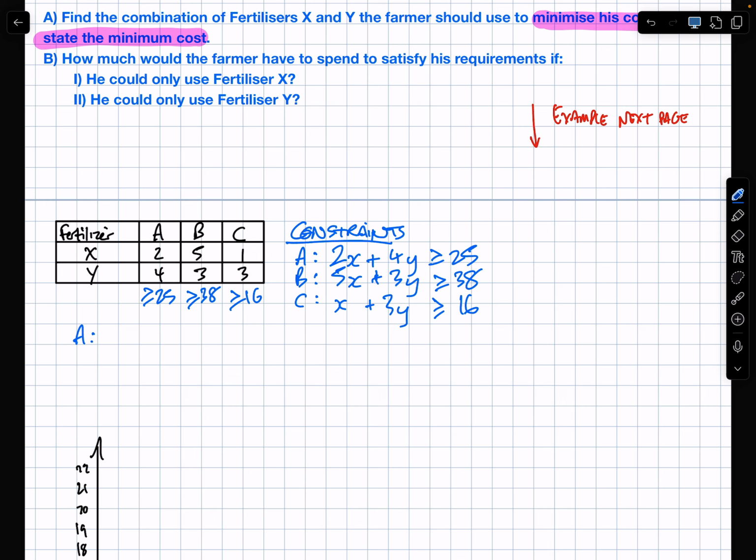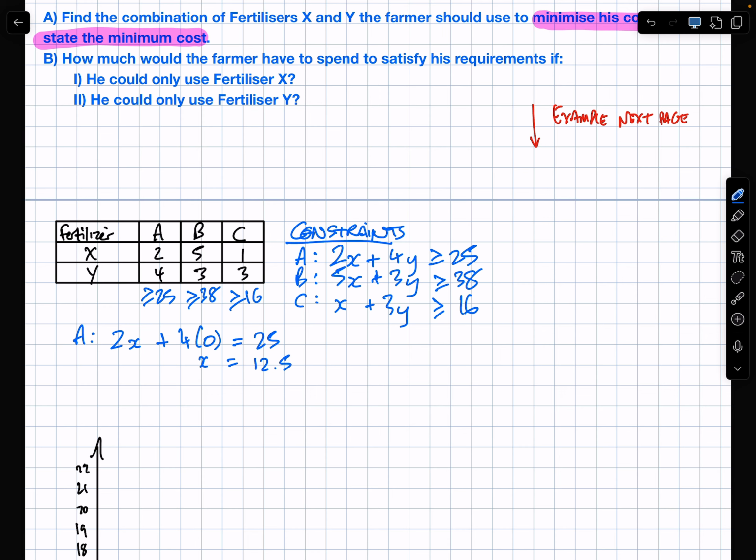Say it louder. Find x and y. Good. And how do I do that? I make y equal what? 0. 4 lots of nothing equals 25. So x is going to be 25 divided by 2, which is going to be, I think, 12 and a half.